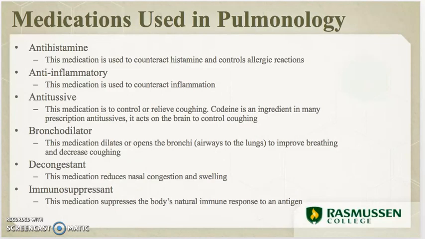Typical medications that we use within the pulmonary unit are antihistamines, anti-inflammatories, antitussives, bronchodilators, decongestants, and immunosuppressants. I'm again going to leave all of this for you to read on your own, and it is within your book as well. So make sure that you're reading not only the tables, but the different chartings that they give you, because that really helps to break down what each of these medications does, as well as give you some typical examples of what those medications are.